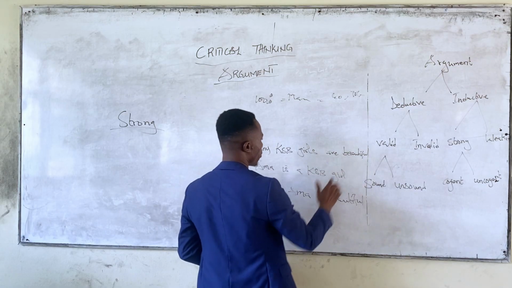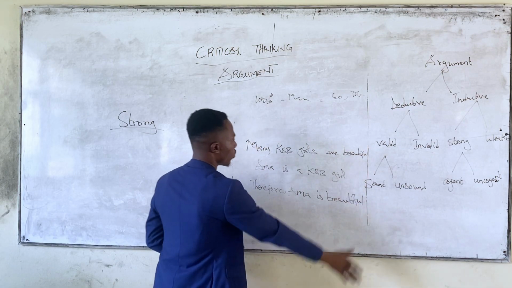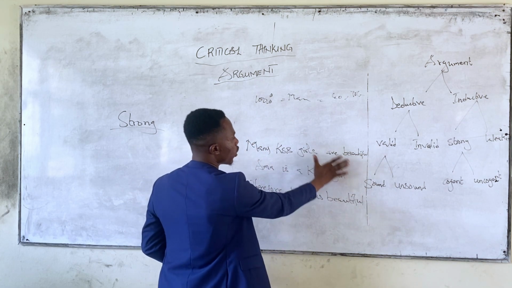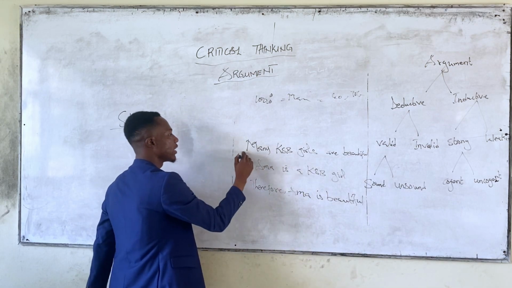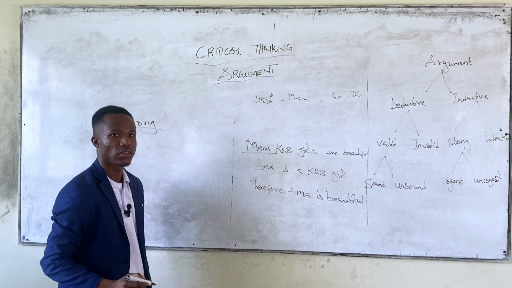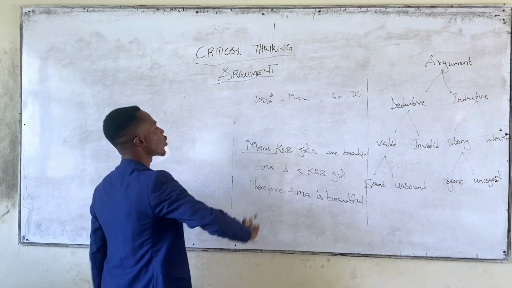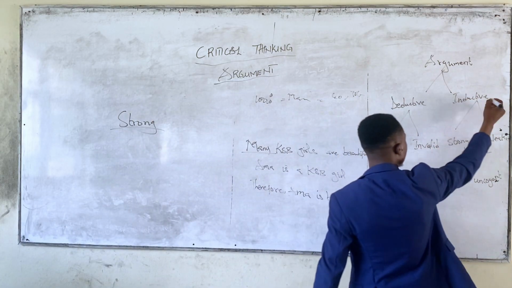Many KSB girls are beautiful. Amma is a KSB girl, therefore Amma is beautiful. So this argument follows a pattern, right? But what are you seeing here? You are seeing the indicator word, many. I hope you get it. It means not all, not 100%. So you can say it is an inductive argument.